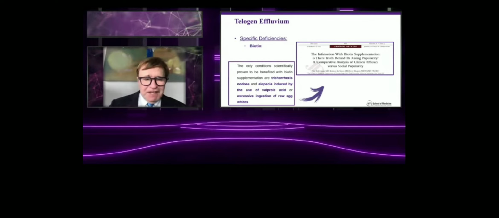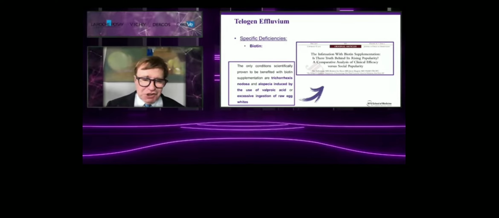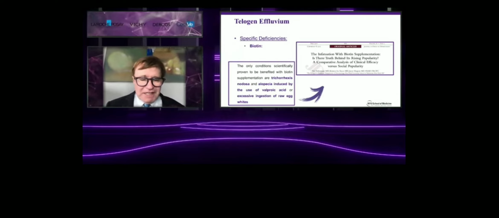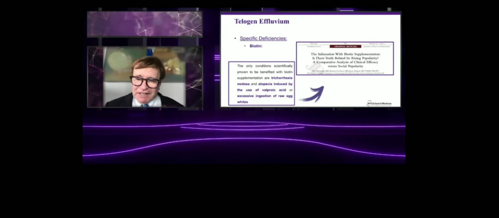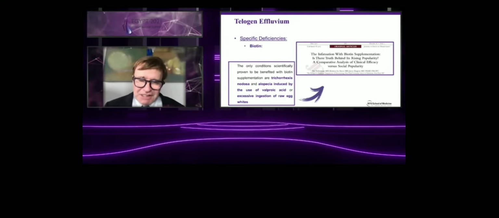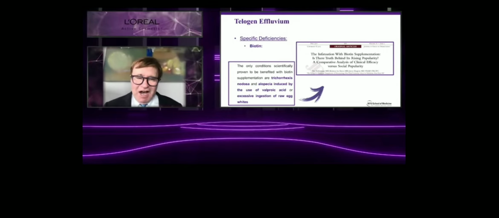I feel that biotin may be deficient in trichorrhexis nodosa, or alopecia induced by the use of valproic acid or the excessive ingestion of raw eggs. Otherwise, we don't really feel biotin is a major factor in androgenetic alopecia or hair loss in most people. Now, what about platelet-rich plasma?